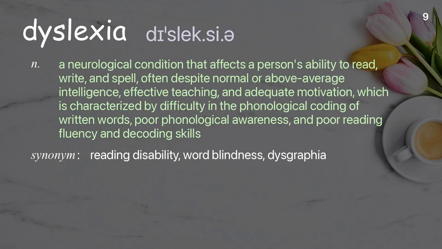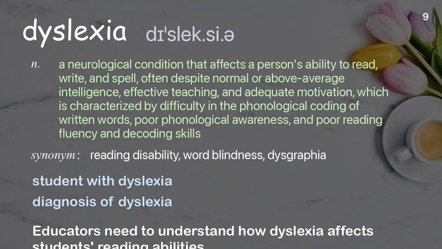Dyslexia. A neurological condition that affects a person's ability to read, write, and spell, often despite normal or above-average intelligence, effective teaching, and adequate motivation, which is characterized by difficulty in the phonological coding of written words, poor phonological awareness, and poor reading fluency and decoding skills. Examples. Student with dyslexia. Diagnosis of dyslexia. Educators need to understand how dyslexia affects students' reading abilities.